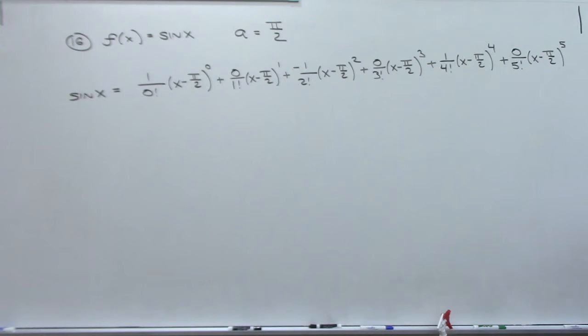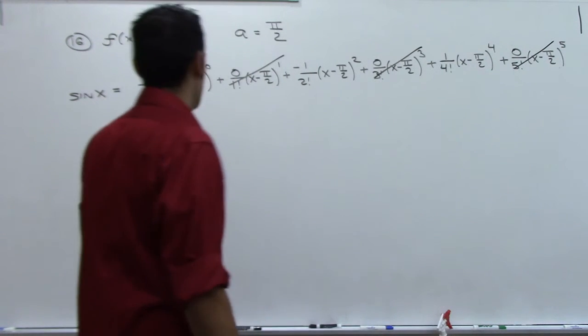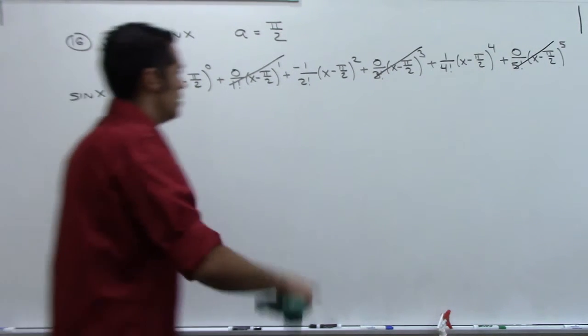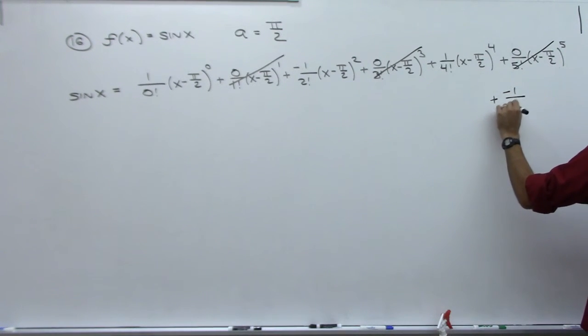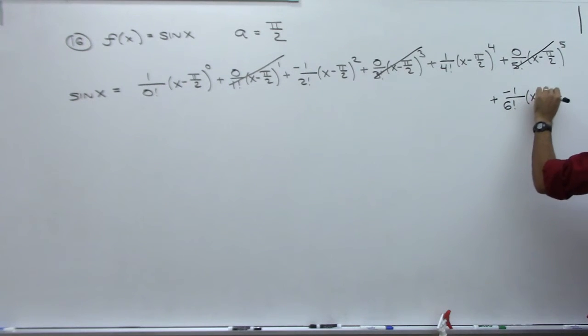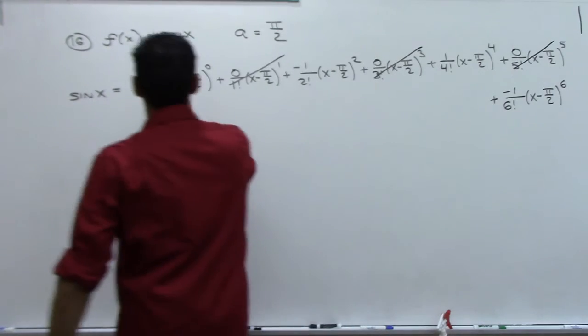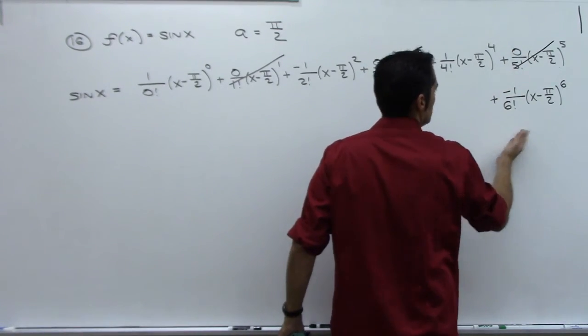Do I need to go further? All of my odd ones are not here, and all of my even ones are there, but they're also alternating in sign. So let me just put the next one. The next one out here would have been a negative 1 over 6 factorial, x minus pi over 2 to the sixth. So that gives me my pattern: 1, 0, negative 1, 0, 1, 0, negative 1, 0, and then it would continue.